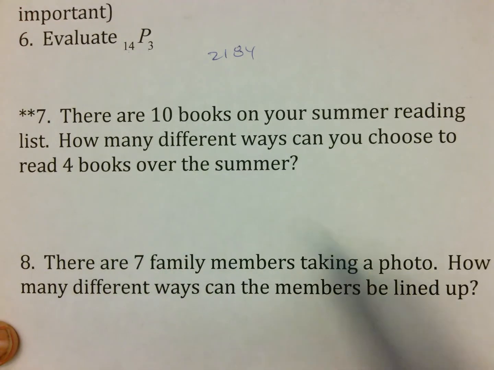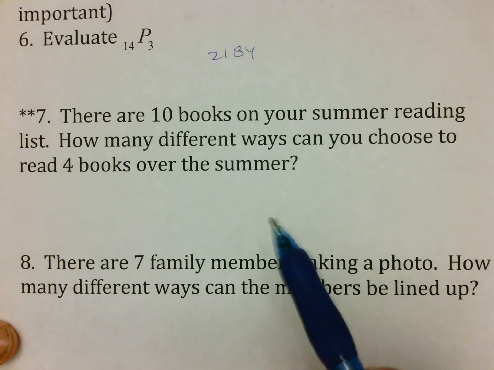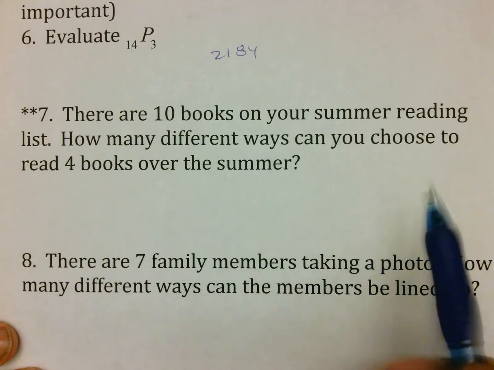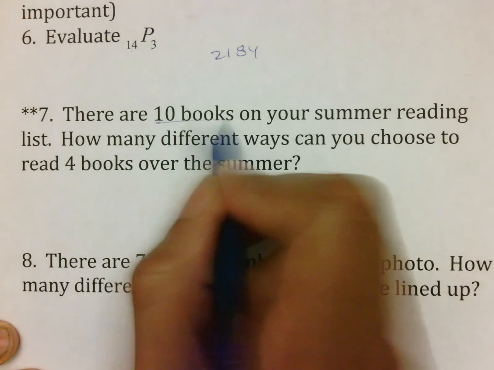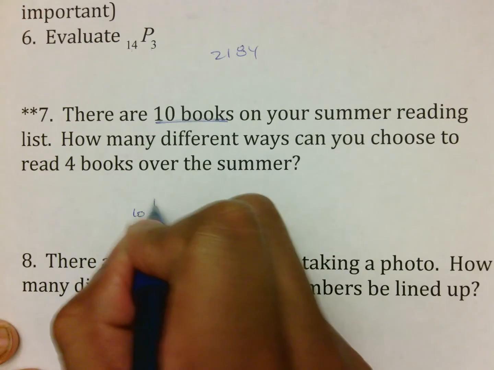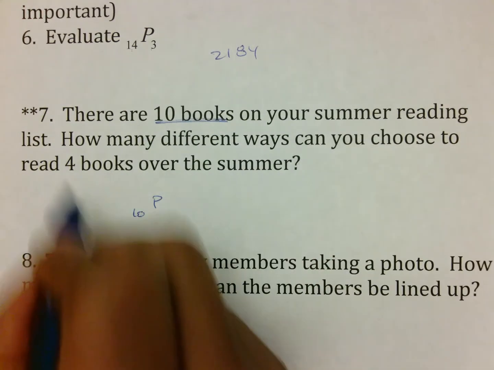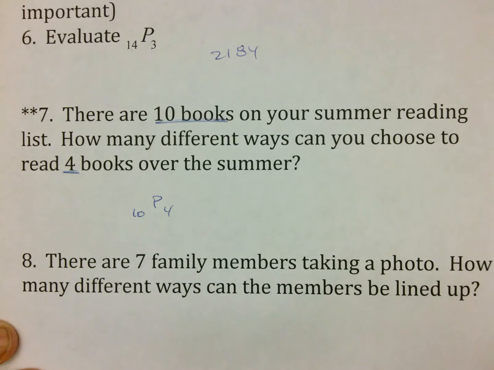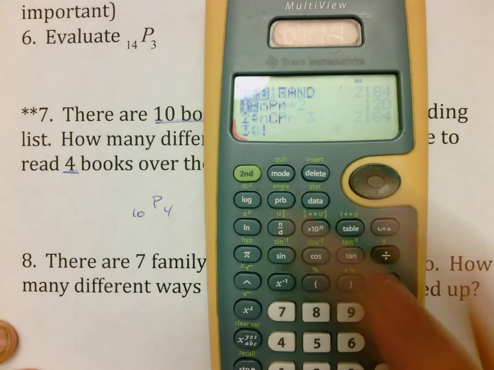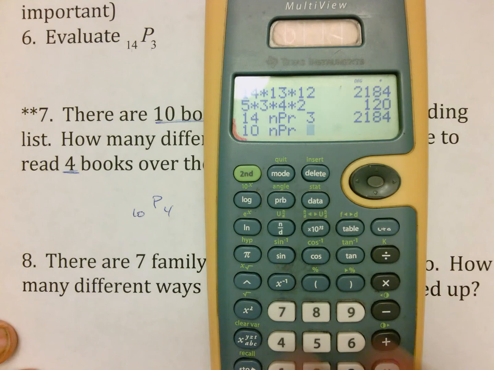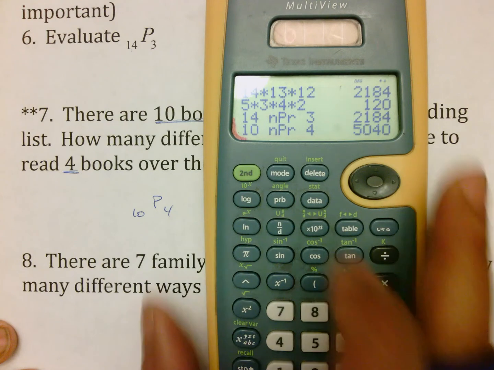Again, in this case, the order is important because it does matter whether you read the second version of a book before the first version of the book. So what we're looking at here is we have 10 books to choose from. Order is important, so we choose P, and we are reading 4. And so we do 10P4. Again, PRB, select NPR with the 4, gives me 5,040.